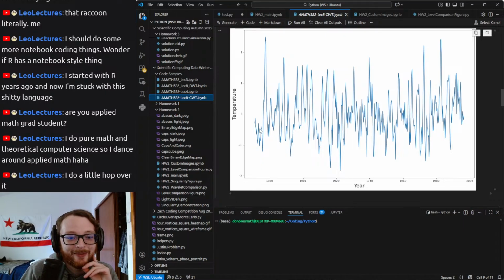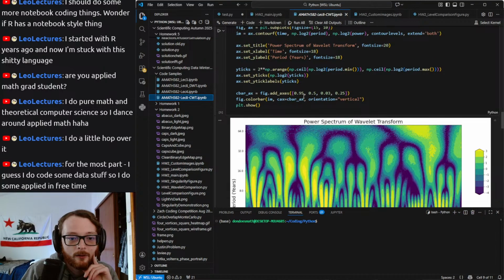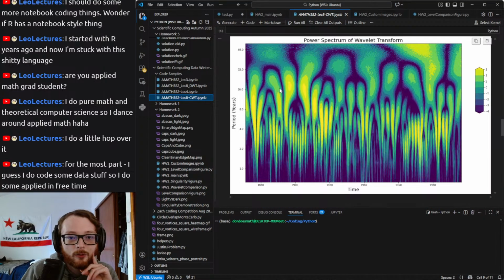So yeah, this data has a long-term fluctuation trend throughout it, but it also has really short-term fluctuations too. And the thing that wavelets will do for you is capture the frequencies in each part of the data. And for this data, it looks kind of cool. This is what you get if you do the wavelet transform.